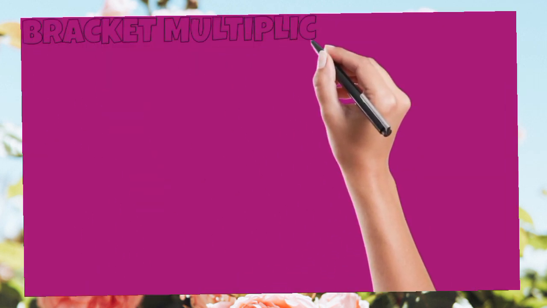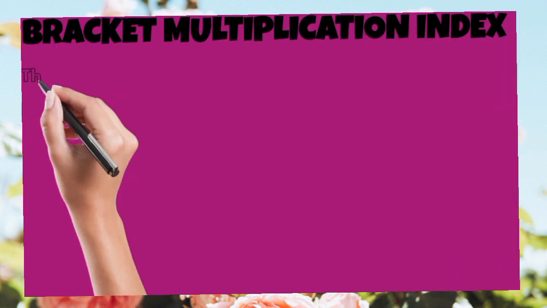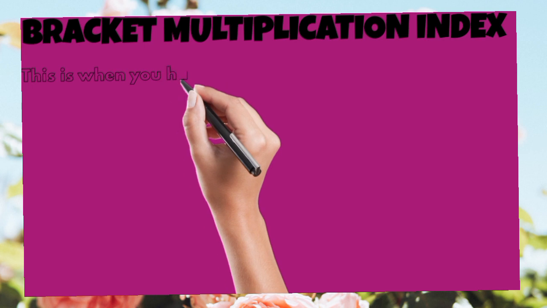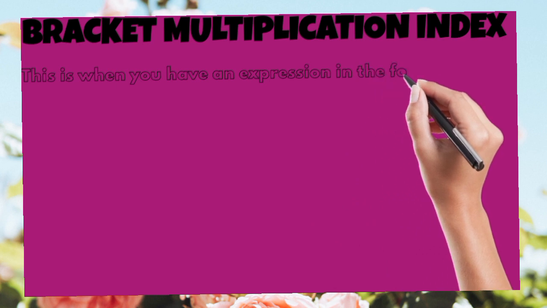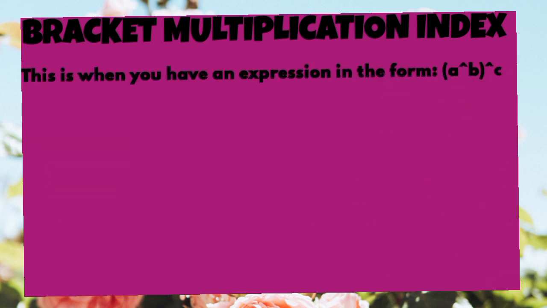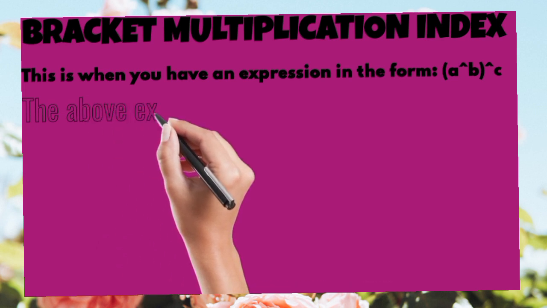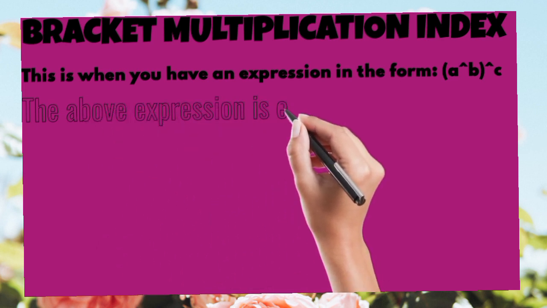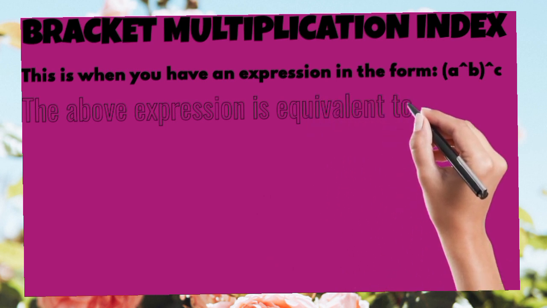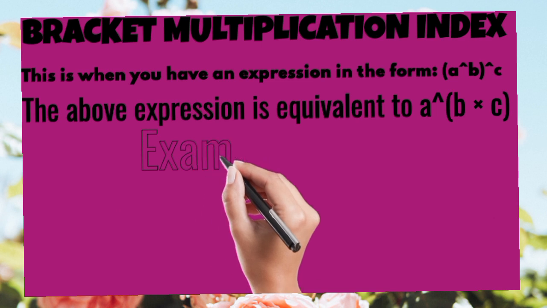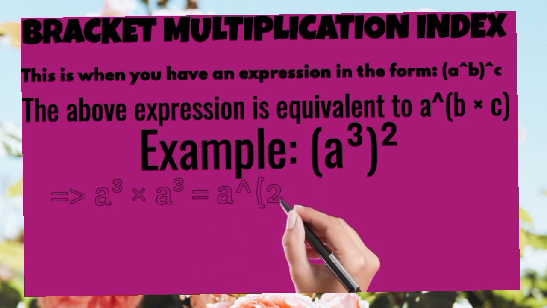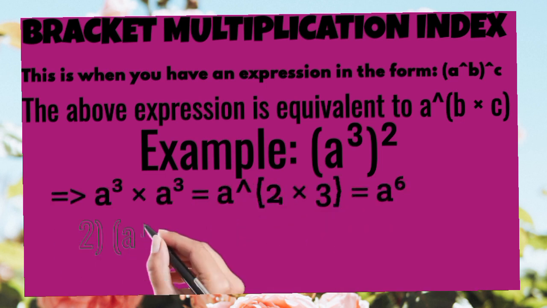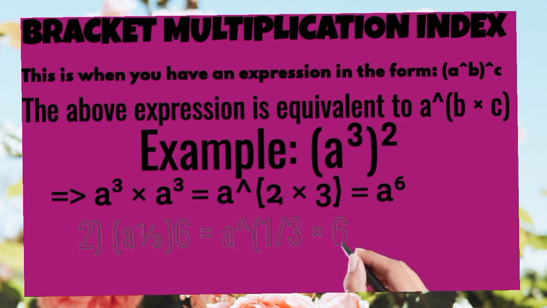So the next law we are going to look at is the bracket multiplication index, where the powers are enclosed in a bracket. When you have an expression in the form a to the power of b, to the power of c, the above expression is equivalent to a to the power of b times c. For example, if you have a to the power of 3 to the power of 2, you have a to the power of 3 times a to the power of 3, which is a to the power of 6. The same thing applies to 1 over 3, 6.